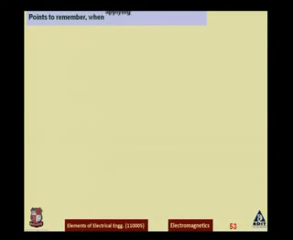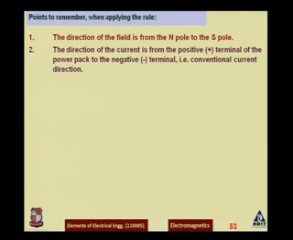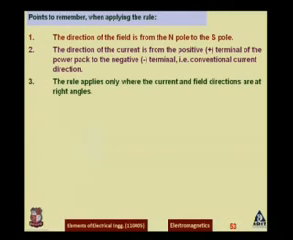So which points should be remembered when applying this rule? First, the direction of the field is from N pole to S pole. The direction of the current is from the positive terminal of the power pack to its negative; that is the conventional current direction. The third is that the rule applies only where the current and field directions are at right angles.